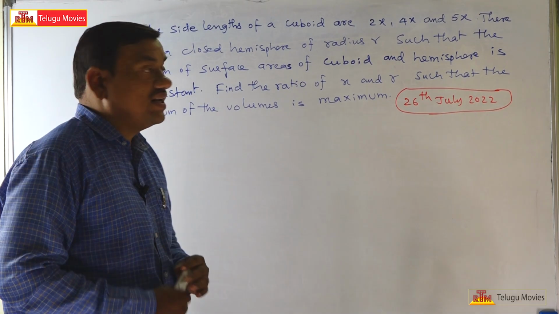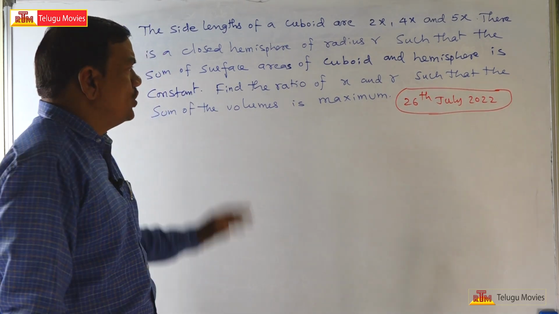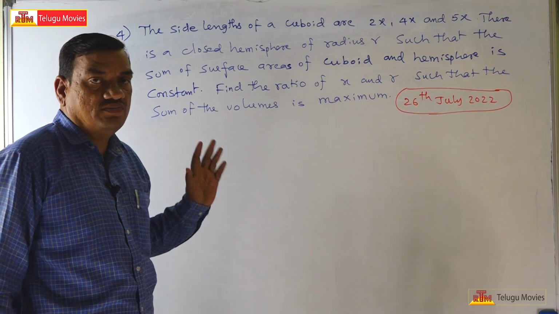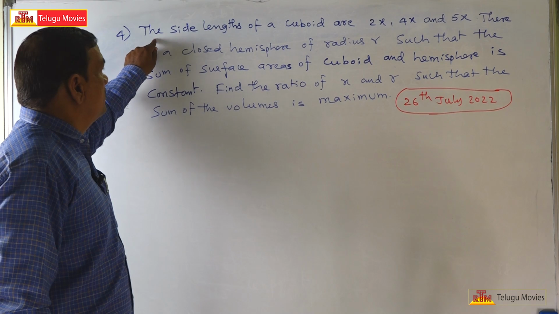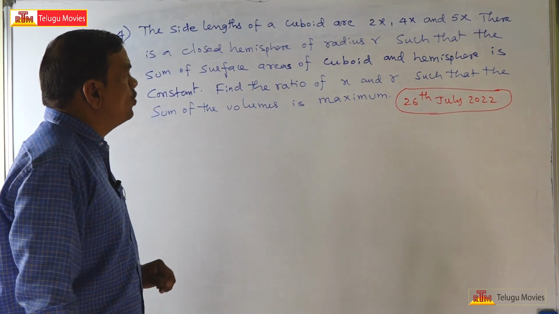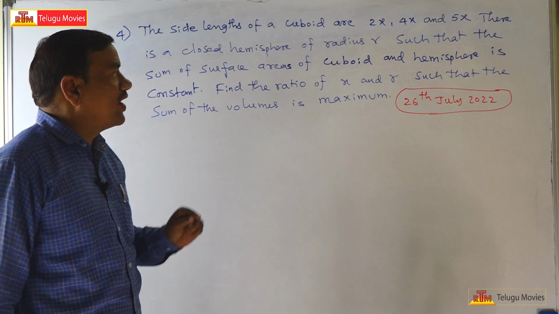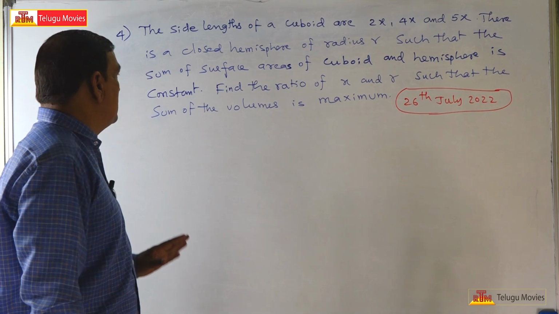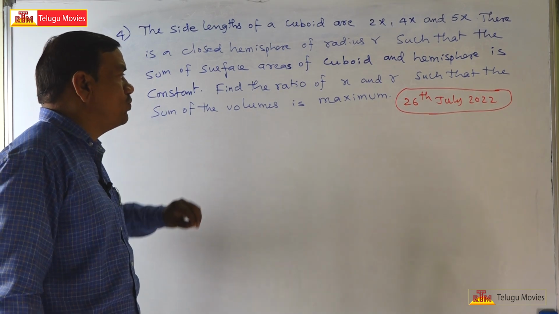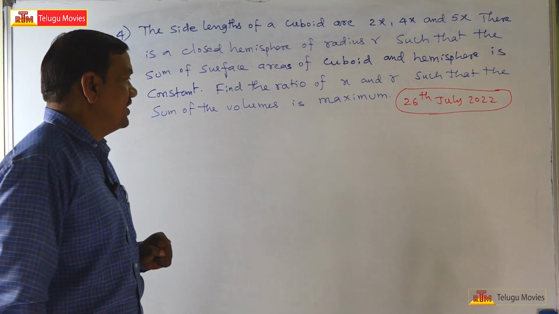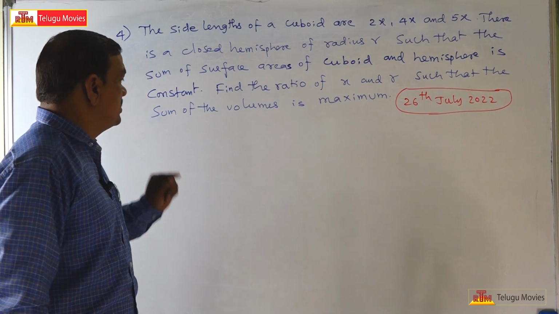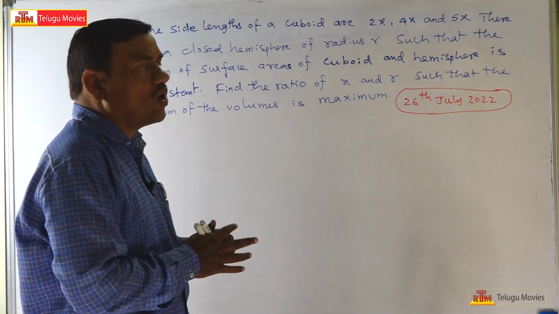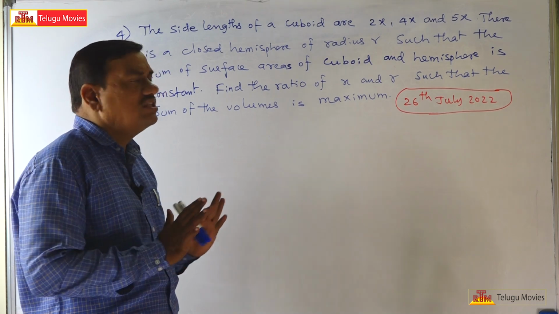Dear students, welcome to fourth problem. So this is a problem on application of differentiation. Okay now, see here, the side lengths of a cuboid are 2x, 4x and 5x. There is a closed hemisphere of radius r such that the sum of the surface areas of cuboid and hemisphere is constant. Find the ratio of x and r such that the sum of the volumes is maximum. On the whole, by seeing all these problems, don't get any tension, just try to understand.